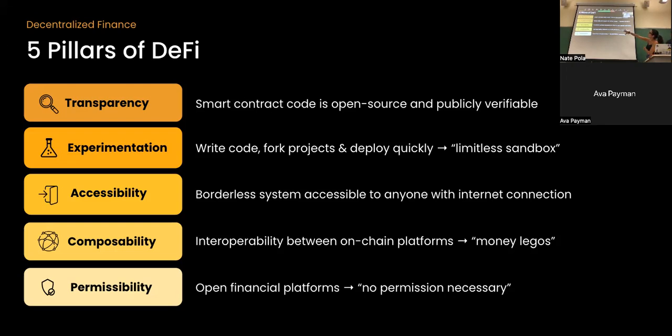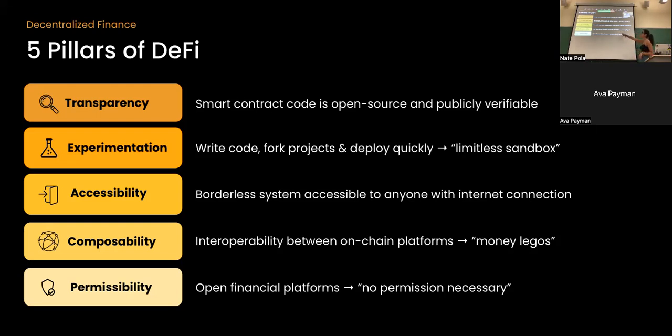Okay, accessibility: a borderless system accessible to anyone with an internet connection. I can't emphasize this enough. This is a huge part of what makes DeFi so cool, that there are no borders. It's super international, and it enables payments across borders that would otherwise be very difficult within traditional financial systems. I've heard great stories about people who usually wouldn't be able to send money back home, for example, but can now do it using DeFi, which I think is really cool.